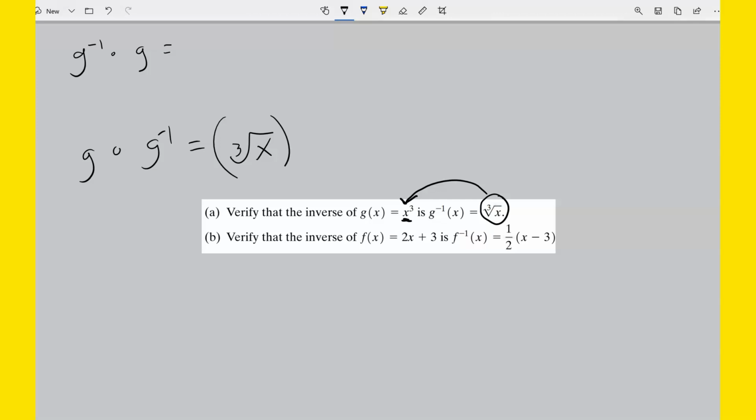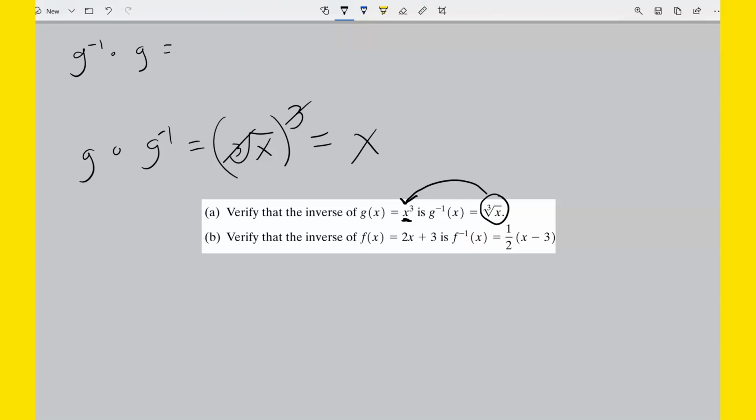So it's the cube root of x cubed. So instead of x cubed, it's the cube root of x cubed. What happens? The cube root and the cubed exponent cancel each other, and you just get x. And that verifies that they are inverses.